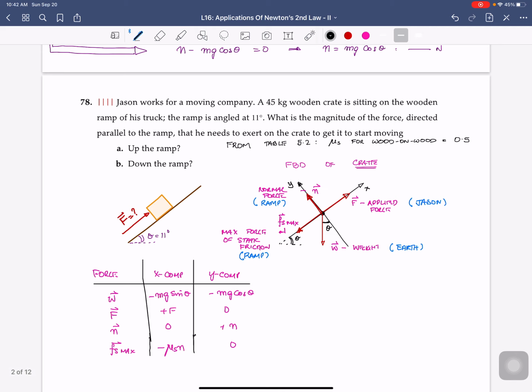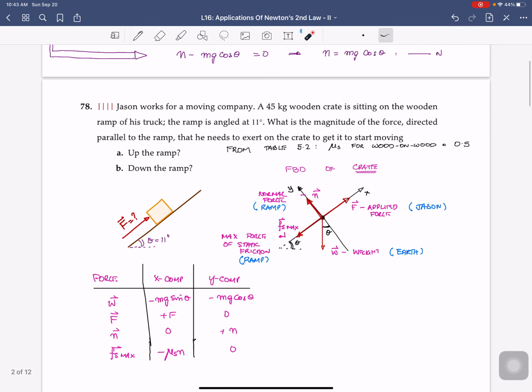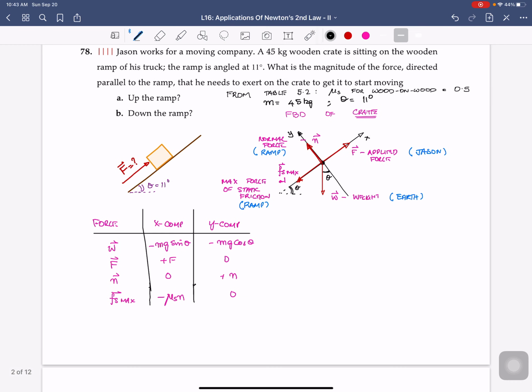Now we're talking about a wood crate, which is sitting on a wood ramp. So looking back at the table of the coefficient of static friction, we know mu sub s for wood on wood is 0.5. So we have that fact as well. And we also know the mass of the crate, given to us. Let me list that here. Mass of the crate is a 45 kilogram crate. And of course, we've already used this fact that the angle of the ramp is 11 degrees.